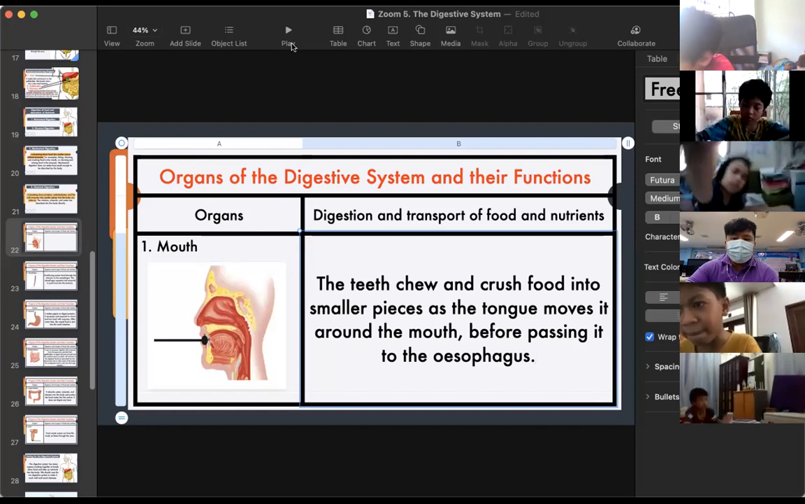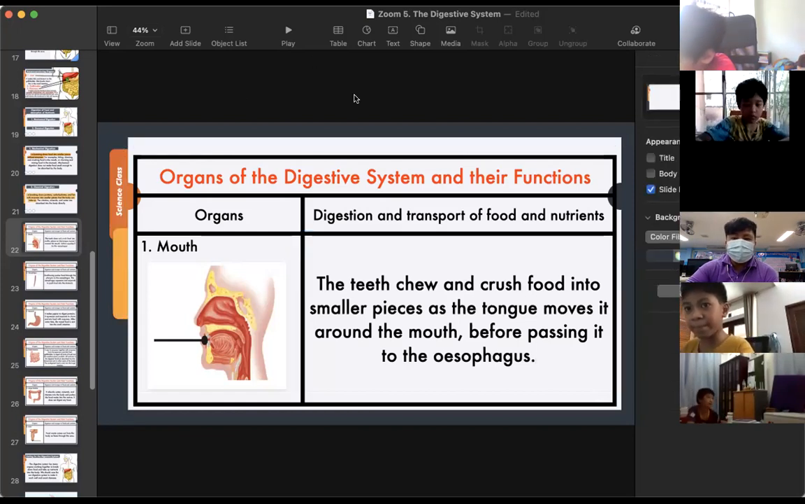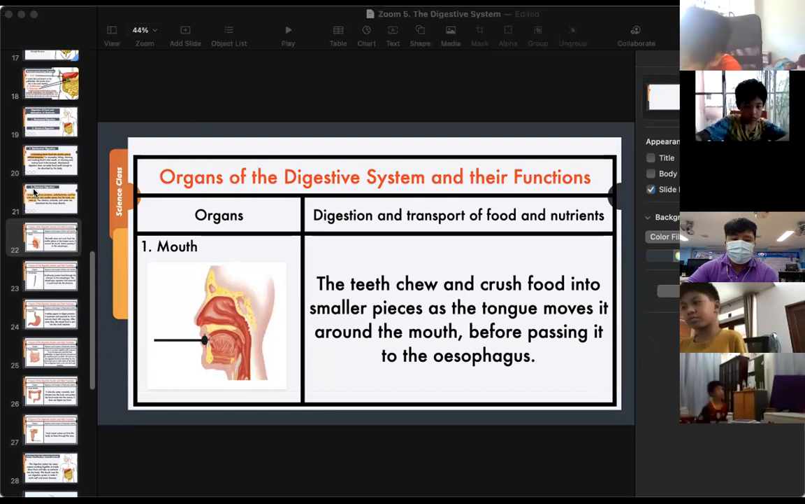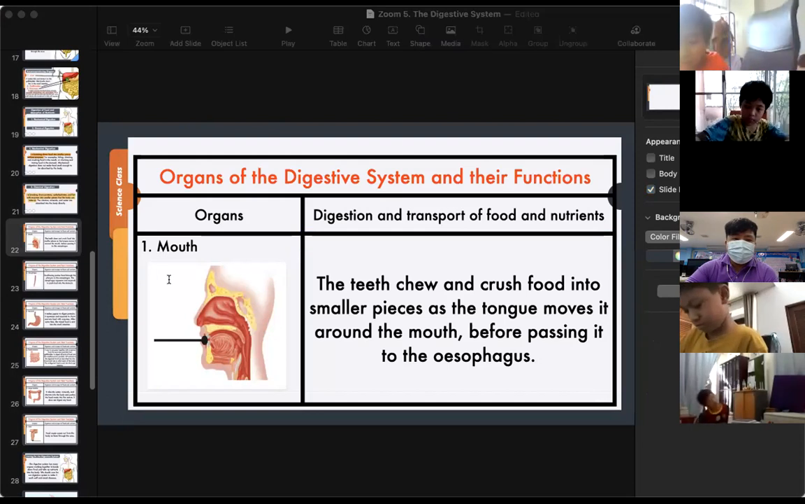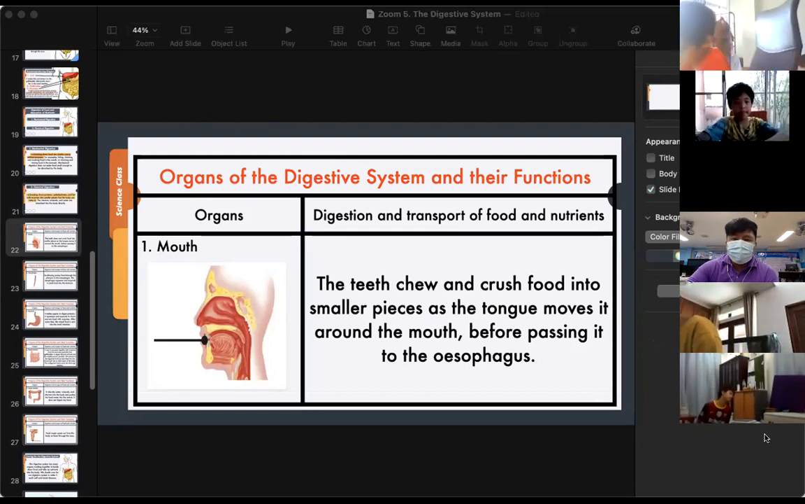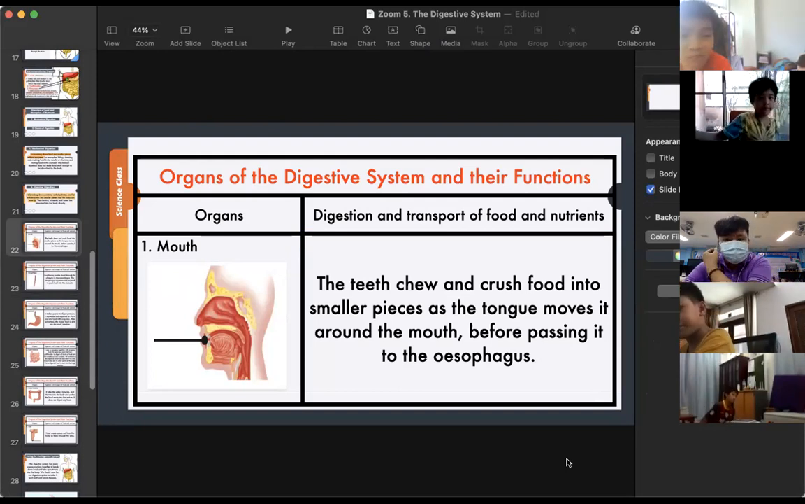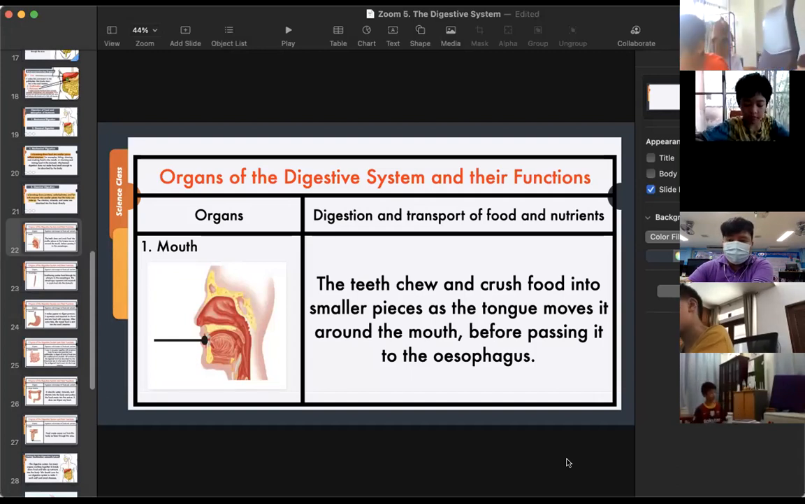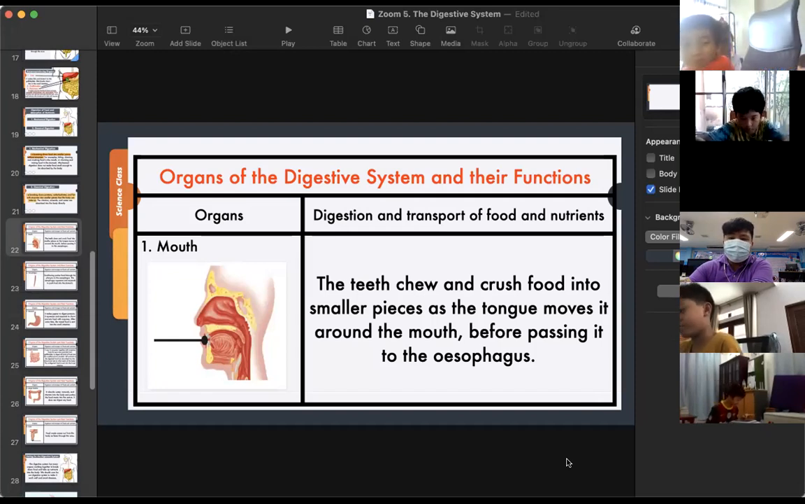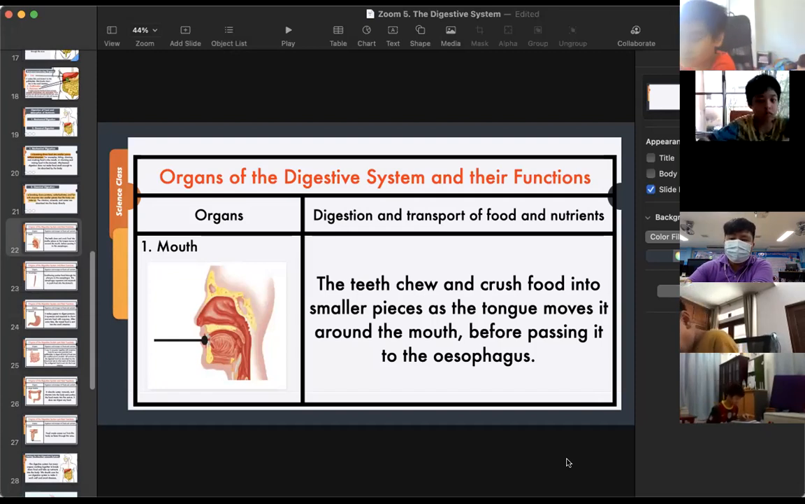And this is the last one that I will show you for the functions. And then the rest, like small and large intestine and stomach, you have to find the answer now on your own. Either you get ideas from the new book that you have, if you have, or search the internet.